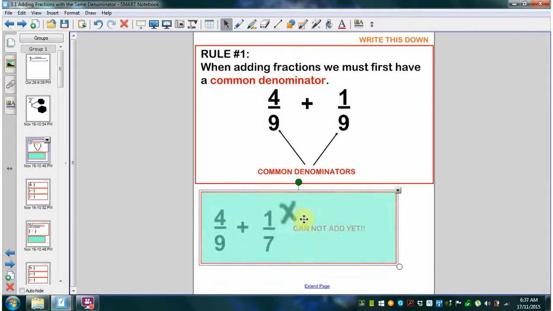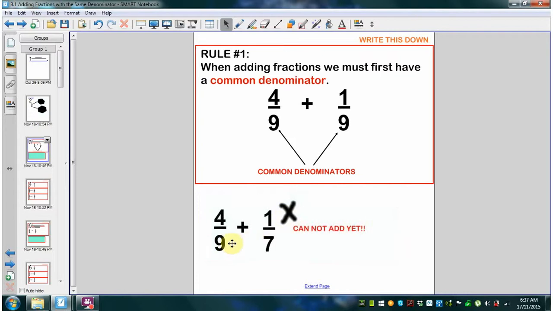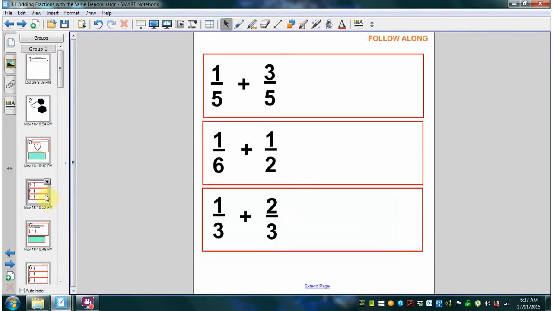Okay, so here's just a common mistake. We have 9 as a denominator here and 7 as a denominator. We cannot add them yet, okay? So they're not ready to be added. They must have a common denominator first to be added. Okay? So I want you just to follow along. Answer this in your own mind. Can you add these fractions?